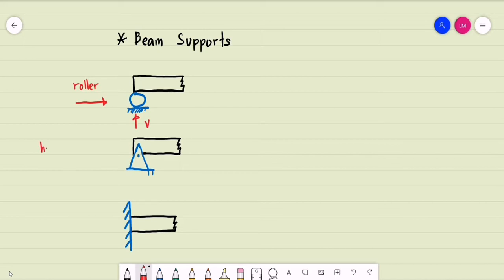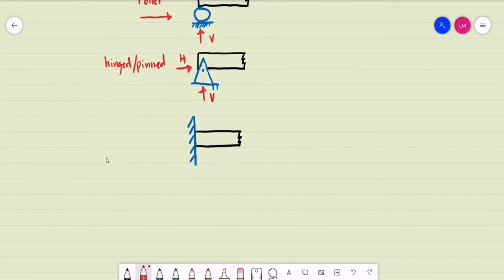The next one is a hinge support, also known as the pinned support. For a pin support, we'll be having two reactions: a vertical and a horizontal reaction for this case. And then the third one is a fixed support. For a fixed support, we'll be having three support reactions: a vertical reaction, a horizontal reaction, and a moment reaction.